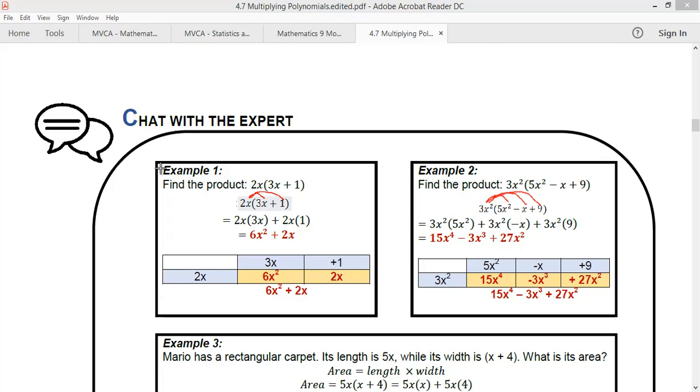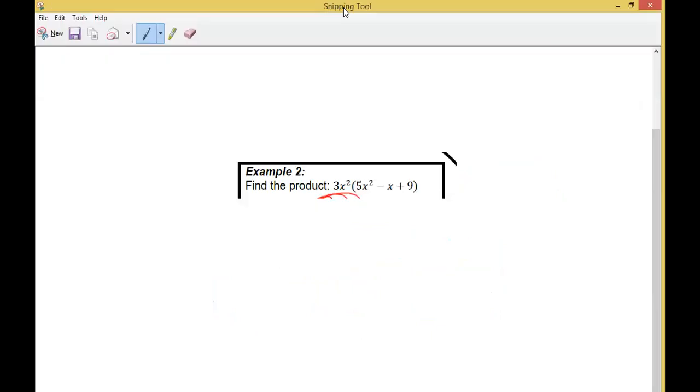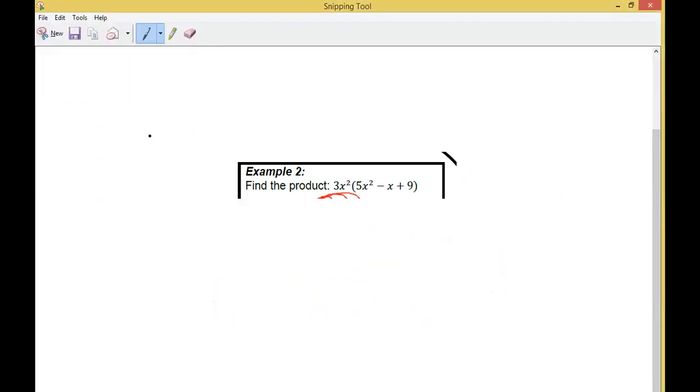Now let's have example number 2. In the module, you can see I made an alternative procedure. Actually, there are two procedures on how to work on this. Let me show you the first one. Here's the first procedure.